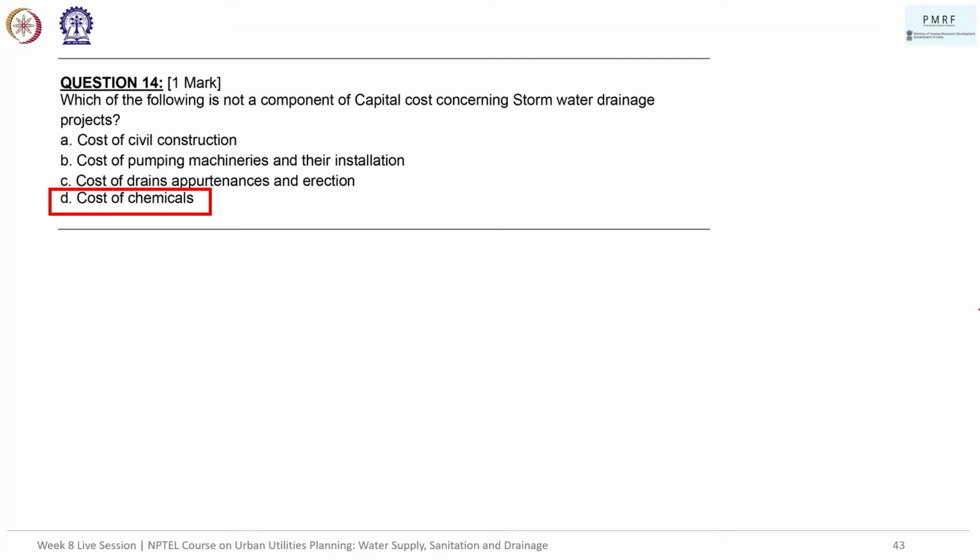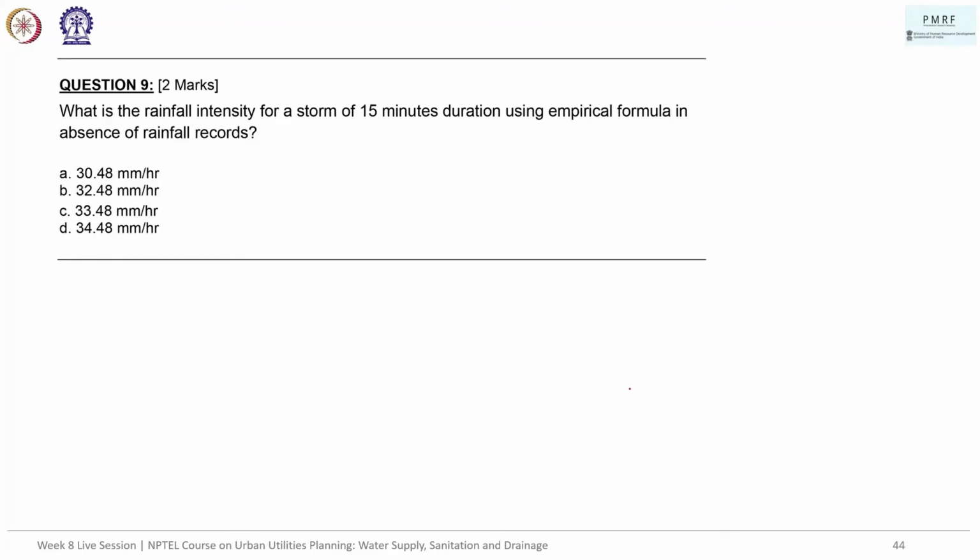All right, so moving on to the next question. This is the numerical I was talking about. What is the rainfall intensity for a storm of 15 minutes duration using the empirical formula in absence of rainfall records? A 30.48, B 32.48, C 33.48, or D 34.48?